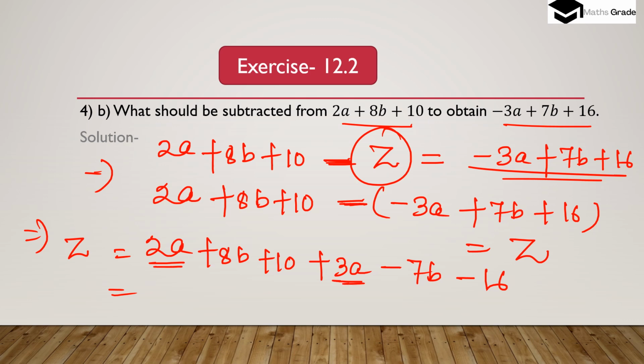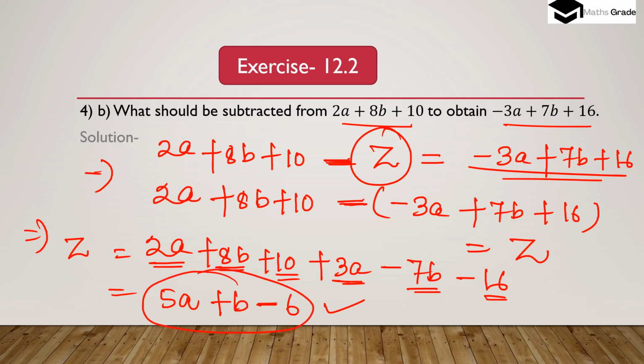Now arrange the like terms together. 2a plus 3a, 2 plus 3 is 5, so 5a. 8b minus 7b, 8 minus 7 is 1, so b. And 10 minus 16: 10 is the smaller number, so subtract 10 from 16, which is 6, and since 16 is the bigger number, it has the minus sign. So we have to place the minus sign before the number 6. So it is minus 6. So the algebraic expression is 5a plus b minus 6. So the algebraic expression which is subtracted from 2a plus 8b plus 10 to obtain minus 3a plus 7b plus 16 is 5a plus b minus 6.